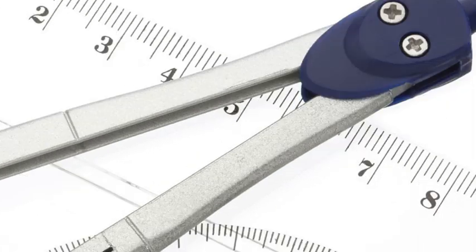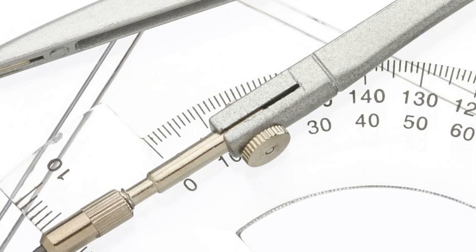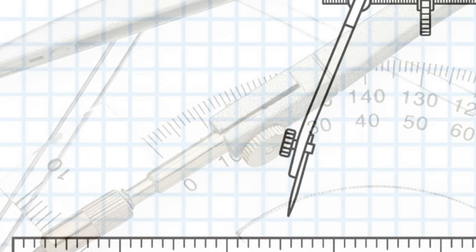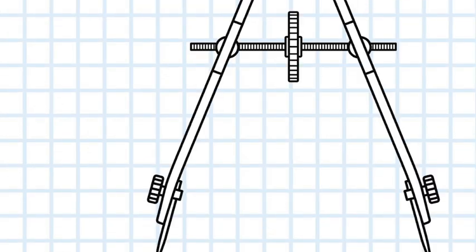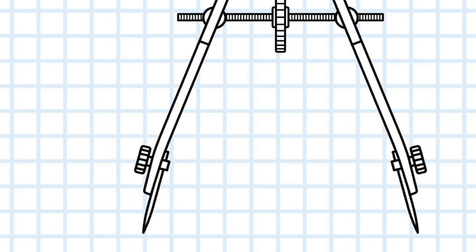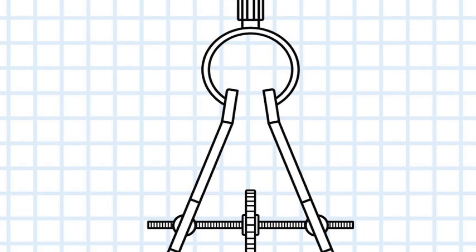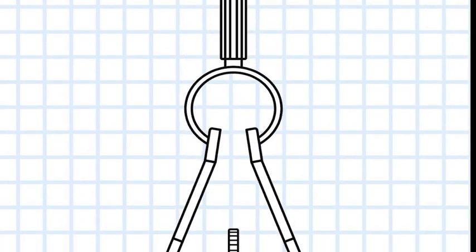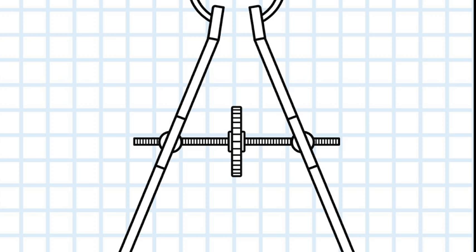This is used for what? For drawing circles. Then you have your divider. Now this divider, a lot of people don't even know how to use the divider. The divider is used for transferring dimensions. Yes, you're taking your dimension from one place to another.